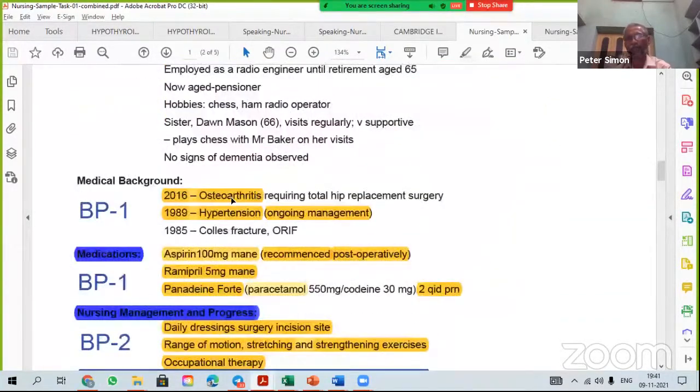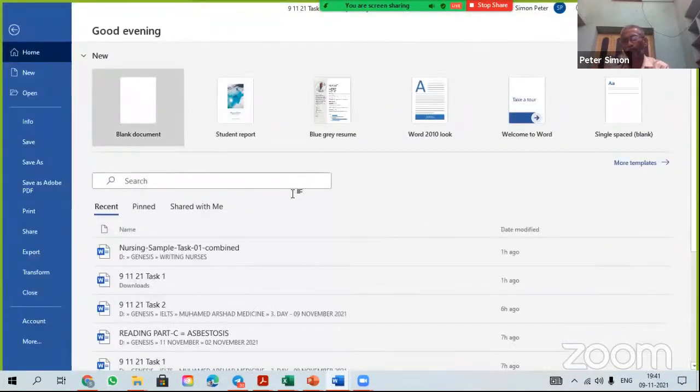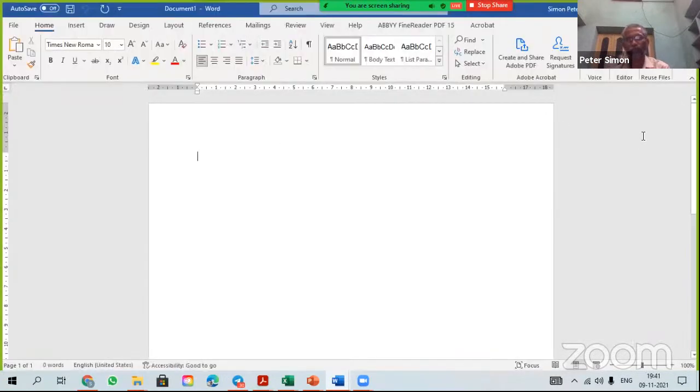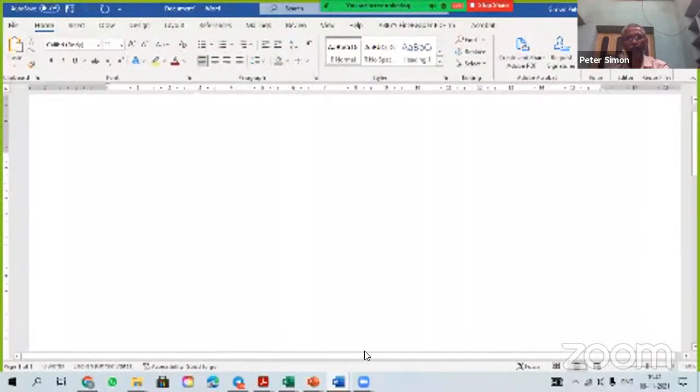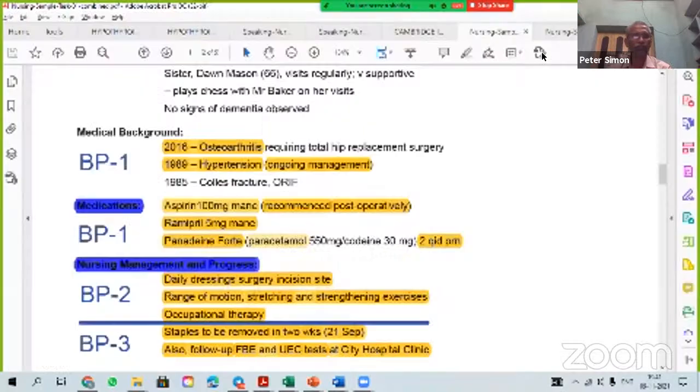Osteoarthritis and hypertension. So now I'll take a new writing page so that we can discuss the points here. How to make the sentences?